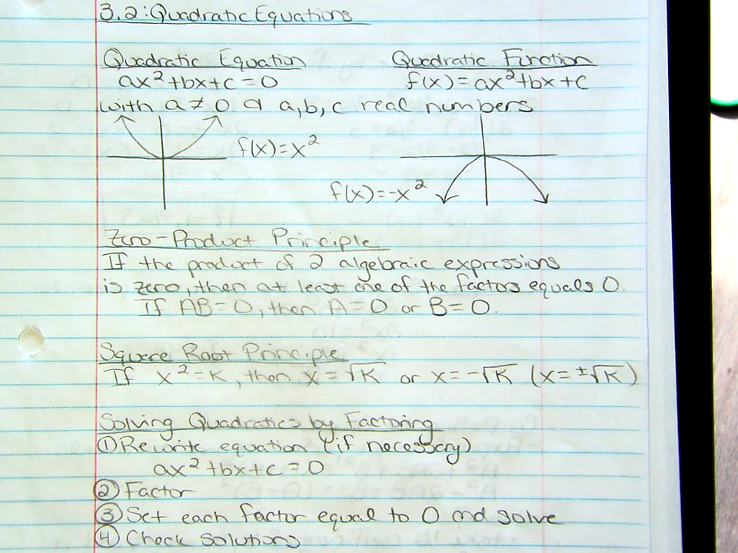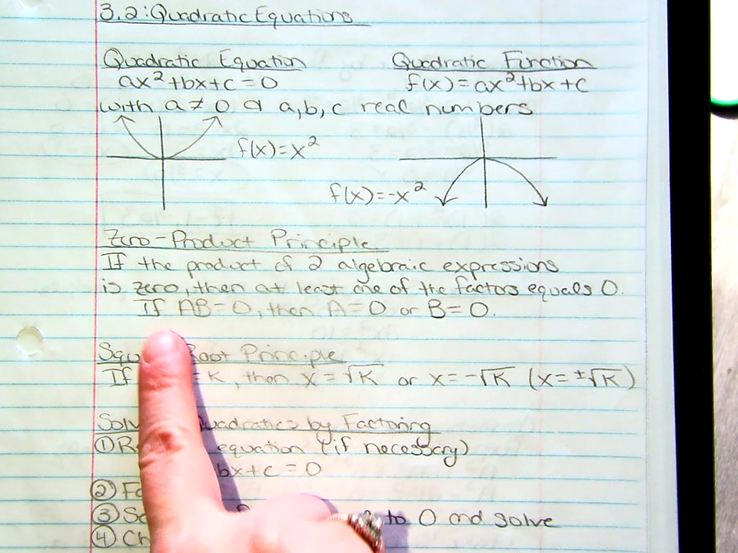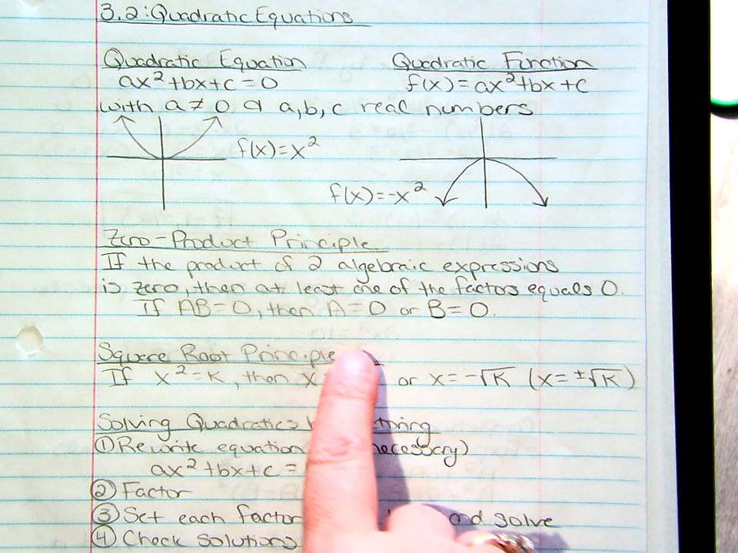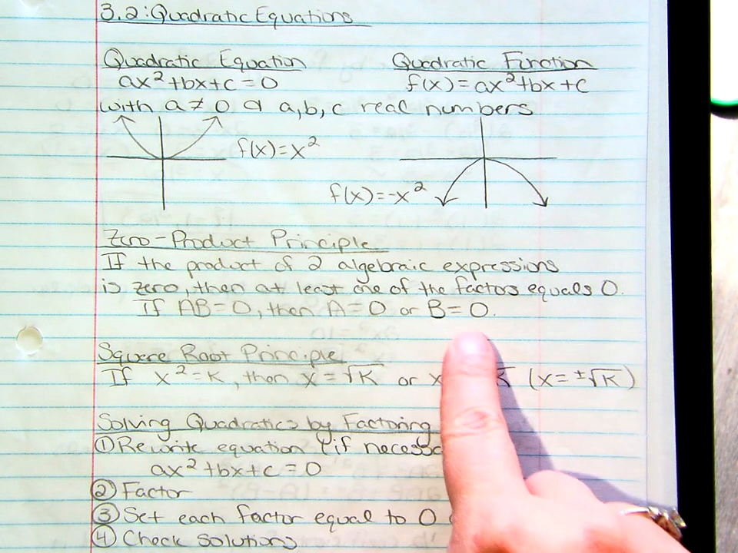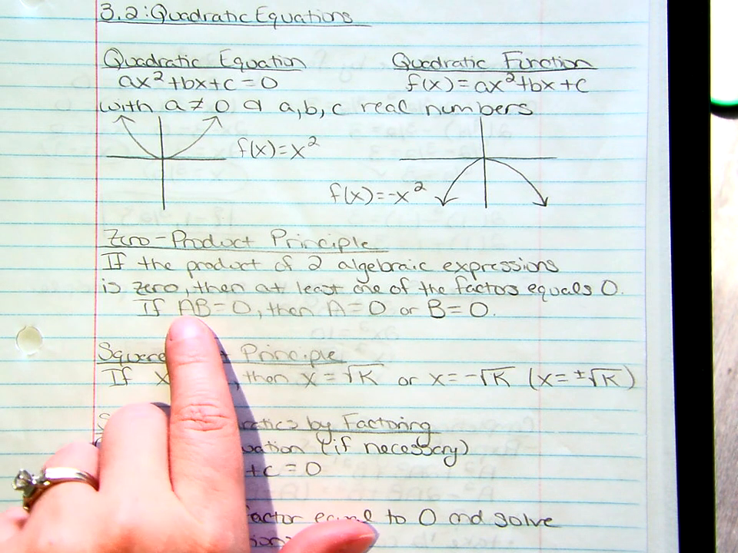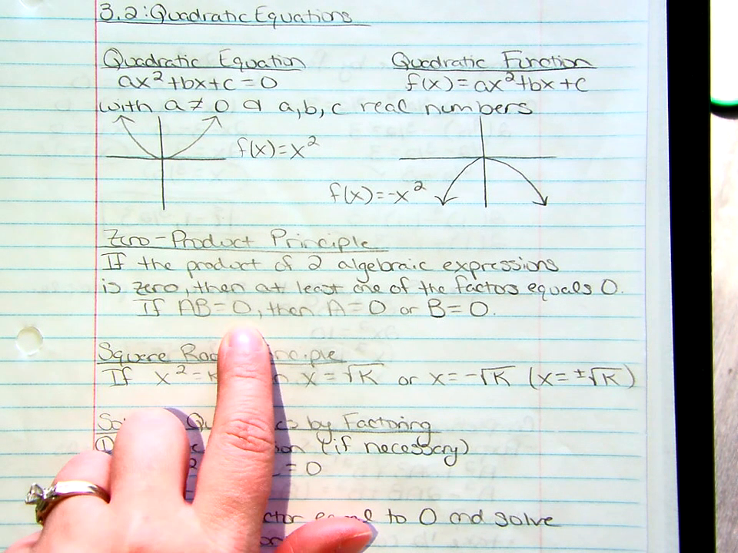And that states that if the product of two algebraic expressions is 0, then at least one of the factors equals 0. So another way of looking at it is that if we have a times b and that equals 0, then either a equals 0 or b equals 0. Both could equal 0. That's totally okay. But at least one of them has to equal 0 if we're stating that a times b equals 0.